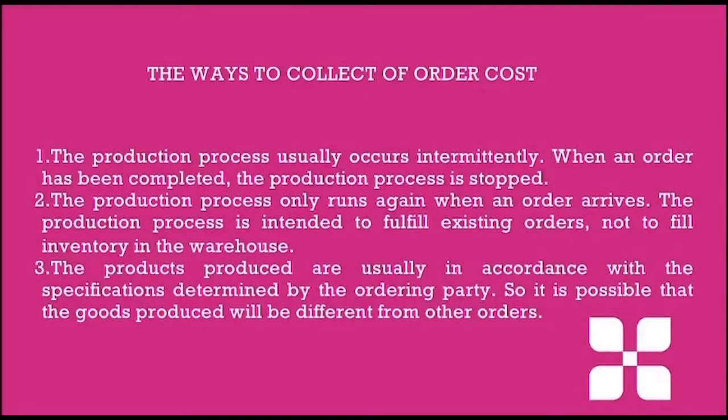And how do we collect order cost? The first is the production process usually occurs intermittently: when an order has been completed, the production process is stopped. Second, the production process only runs again when an order arrives. The production process is intended to fulfill existing orders, not to fill inventory in the warehouse. And the last, the products produced are usually in accordance with the specifications determined by the ordering party, so it is possible that the goods produced will be different from the others.